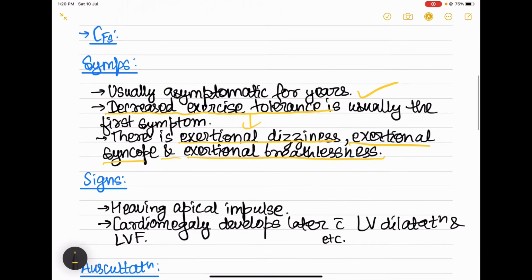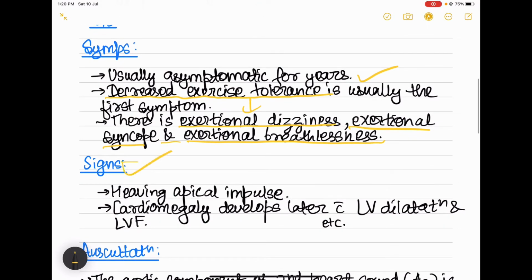Okay, then coming to the signs. So signs include heaving apical impulse. Then there is cardiomegaly, which develops later with left ventricular dilatation and left ventricular failure.